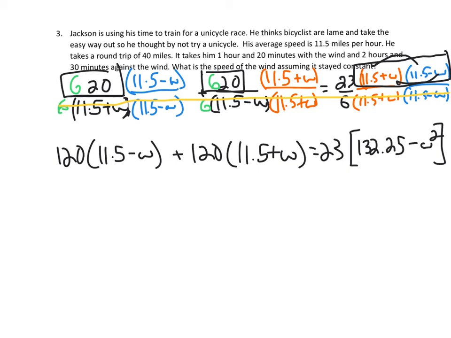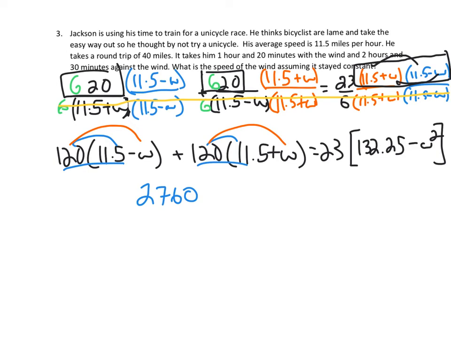So now I'm going to continue to simplify this out. I see that I'm going to have 120 times 11.5 and 120 times negative w. I also see I have another 120 times 11.5, and in this case the 120 times positive w. So the 120 w's will end up simplifying out, so I'll just have the 120 times 11.5 plus the 120 times 11.5, which is going to end up being 2,760.